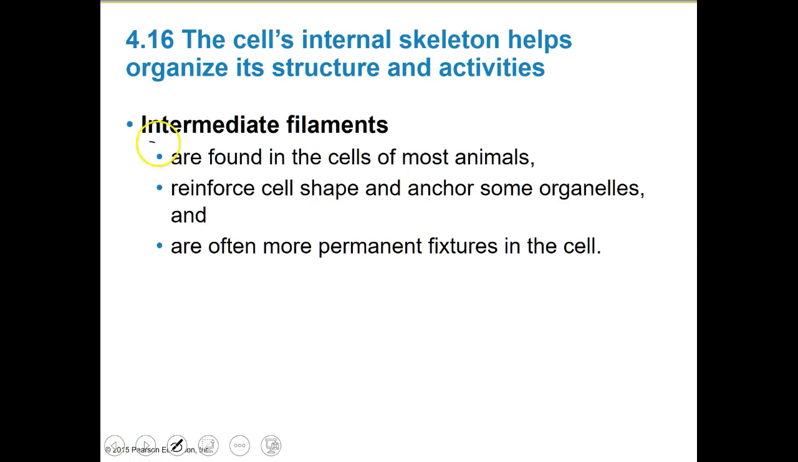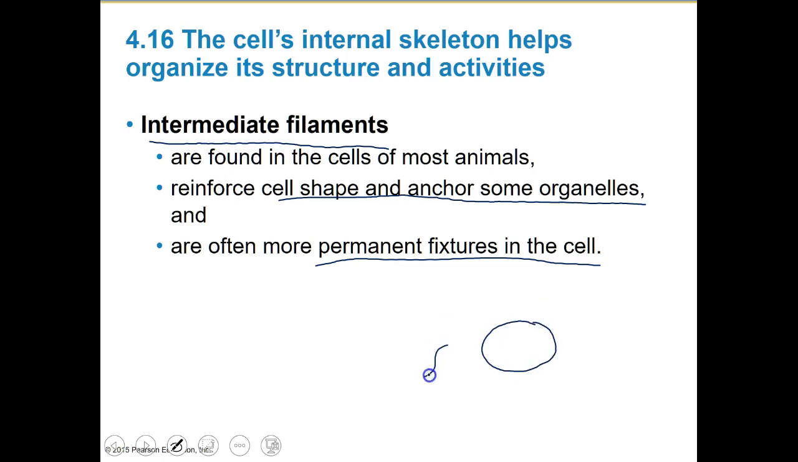We do have some intermediate filaments. So these are found in cells of most animals. They reinforce cell shape and anchor those organelles. Okay, and they're often really permanent fixtures of the cell, so they just stay where they are. So again, anchoring those organelles, keeping them in place, making sure that cells have a nice shape and don't get deflated for no reason. Giving them a nice round shape. We want things to be the way that they're supposed to be.